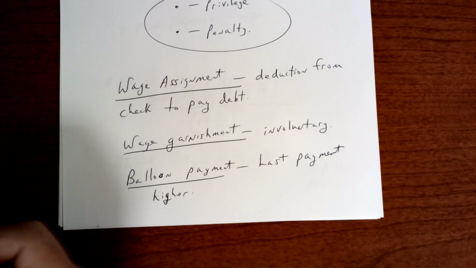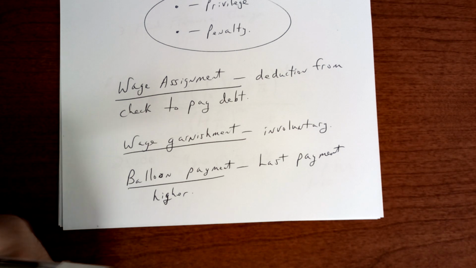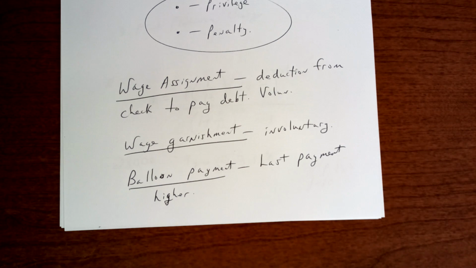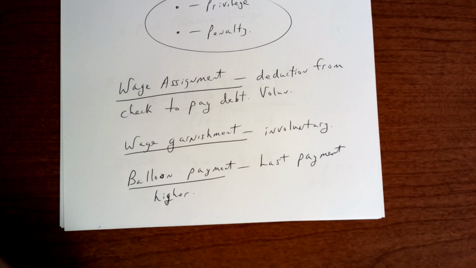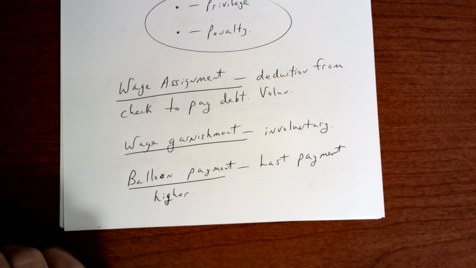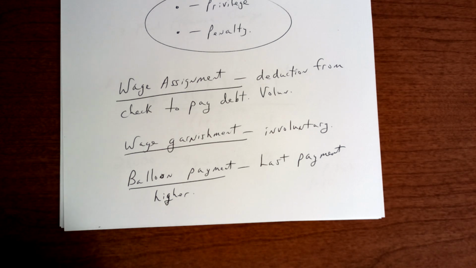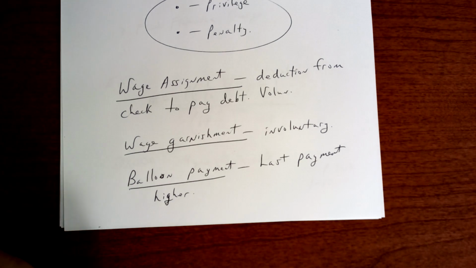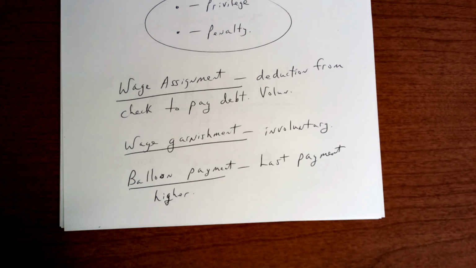Okay, so the wage assignment is a deduction from your check to pay debt. This is voluntary. In other words, you agree to have the money taken out of your check every month or every time you get paid. Wage garnishment means it's involuntary. So let's say one day you have to pay child support, and the judge is going to order that the money comes out of your check. Balloon payment. When you get to that last payment, it may be higher than your usual payment.